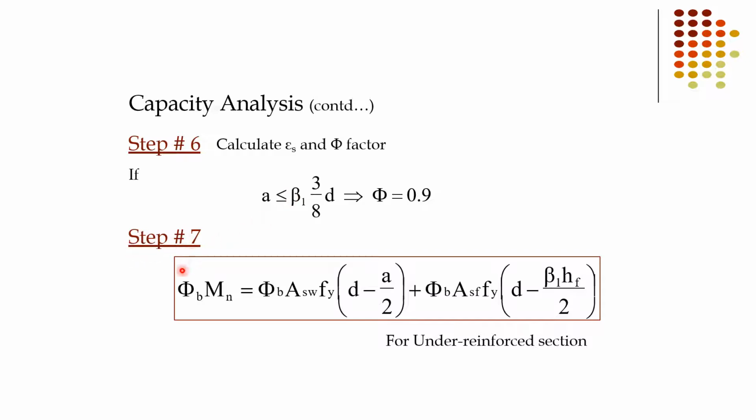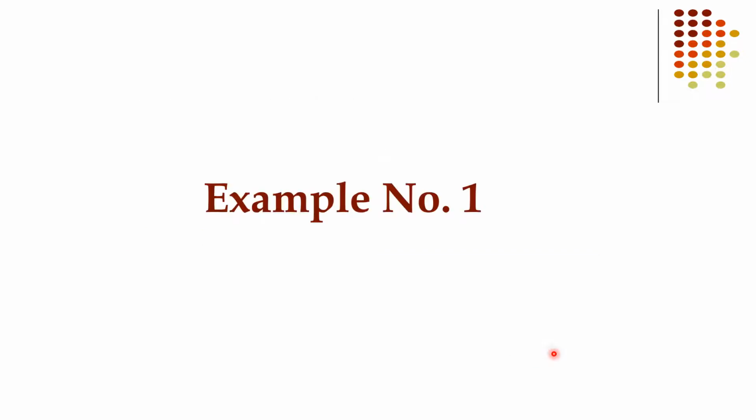At the end, for the flexural moment capacity, force times lever arm, here phi will be 0.9 if the section is tension controlled. The web steel term is Asw Fy into d minus a by 2, plus the steel required to balance the compressive force in the flange, Asf Fy into d minus hf by 2, for an under reinforced section.